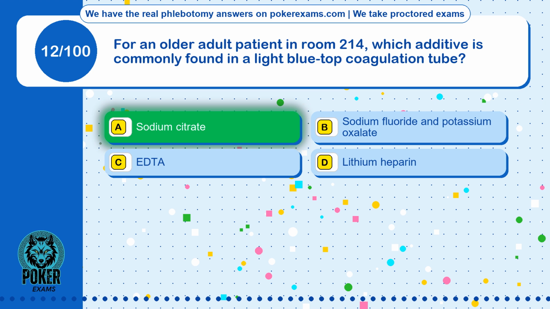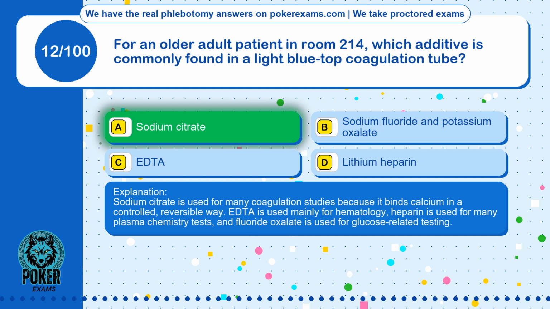The correct answer is option A. Sodium citrate. Sodium citrate is used for many coagulation studies because it binds calcium in a controlled, reversible way. EDTA is used mainly for hematology, heparin is used for many plasma chemistry tests, and fluoride oxalate is used for glucose-related testing.